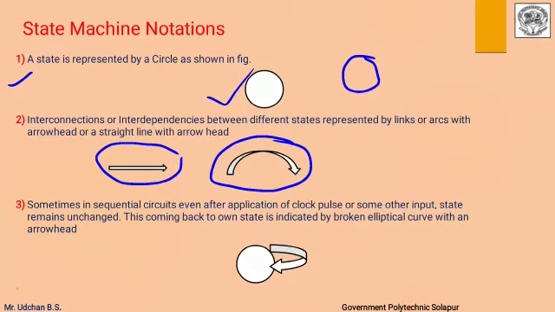After that, in a sequential circuit, sometimes even after the application of a clock pulse or some other input, the state remains unchanged. This coming back to its own state is indicated by a broken elliptical arc with an arrowhead like this. The meaning of this is that even after the application of the clock input and the variation in the input, the state does not change, it remains in that state only. So that condition is represented with this notation.